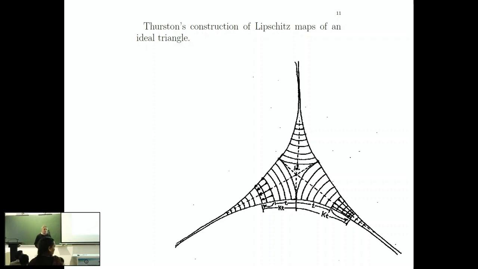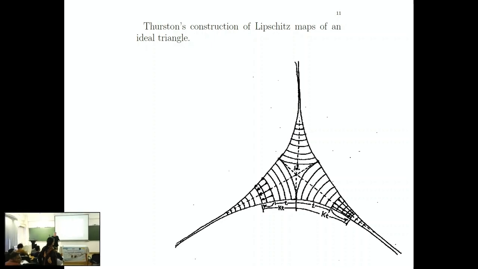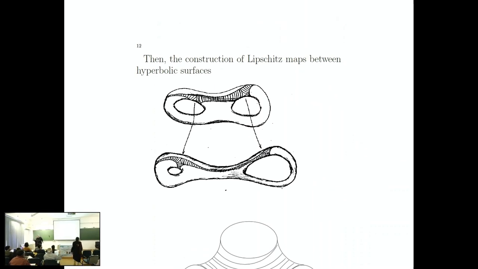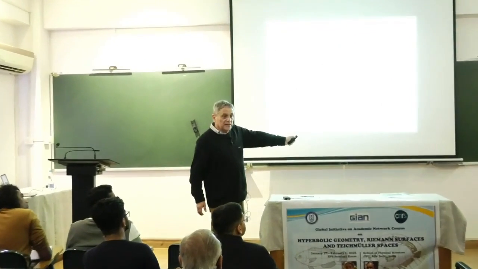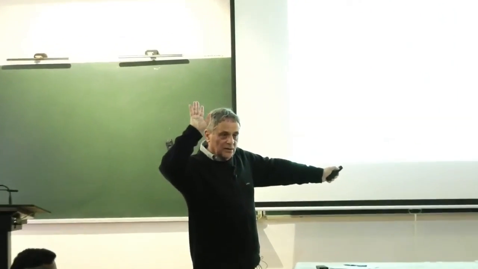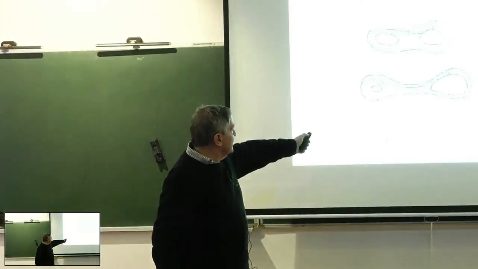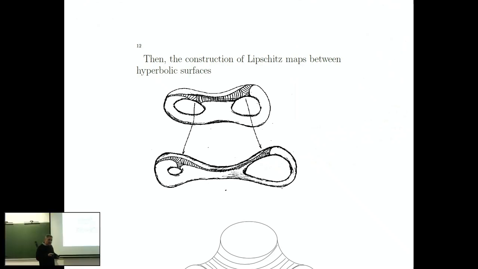What was the main statement for this? You are right. In fact, the main statement is just a heuristic statement, which says that Thurston's best Lipschitz maps, of which I talked about in the definition, are like this. They are maps between ideal triangles which, when you glue them together, give you best Lipschitz maps between surfaces.